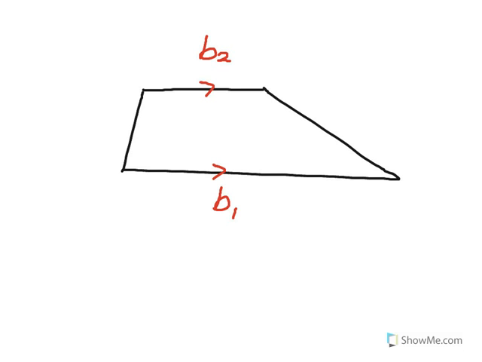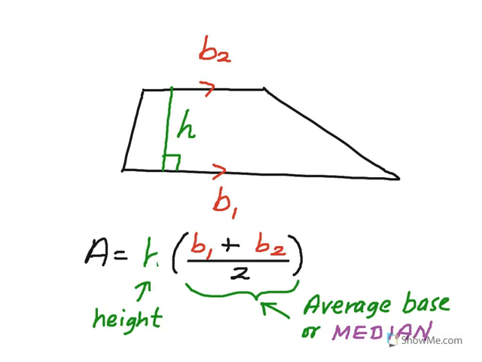Now, the height of the trapezoid, like all heights of these figures, is measured from base to base as a segment that hits perpendicular to both bases. So that would be the height of the trapezoid. So the area of a trapezoid can be determined by multiplying together the height and the average base length. And for the average of the base lengths, we just take the sum of the two bases and divide it by 2. And another word for that is the median.